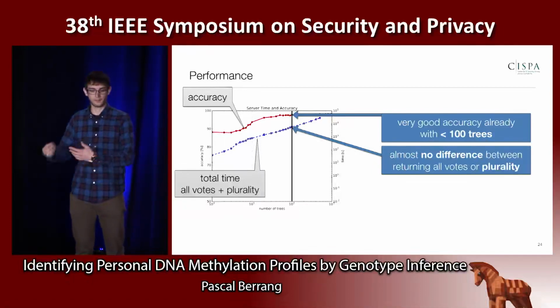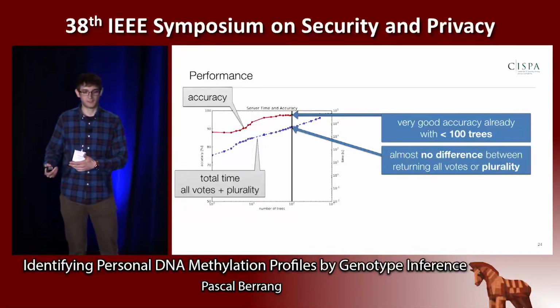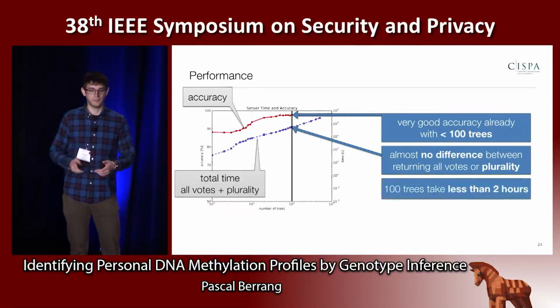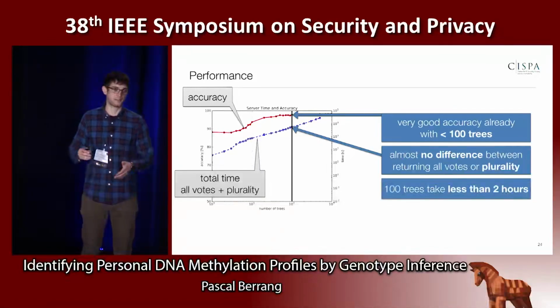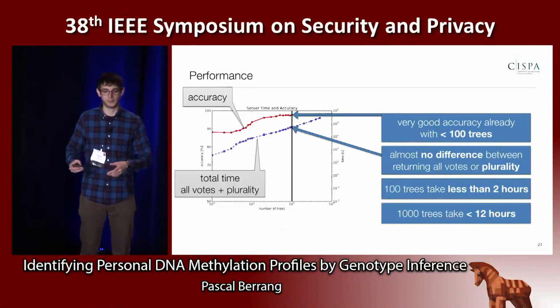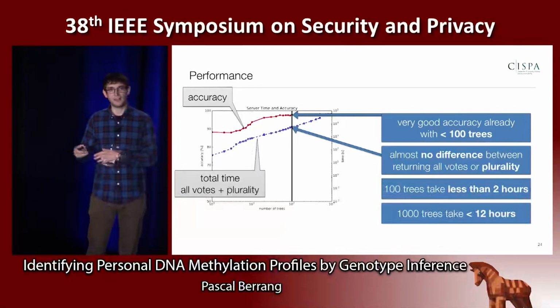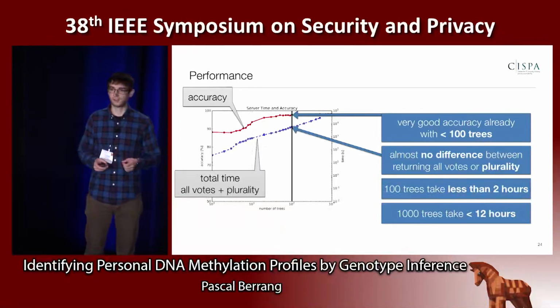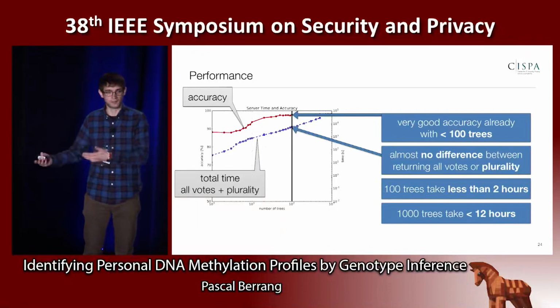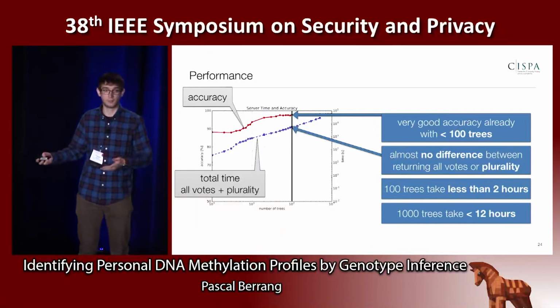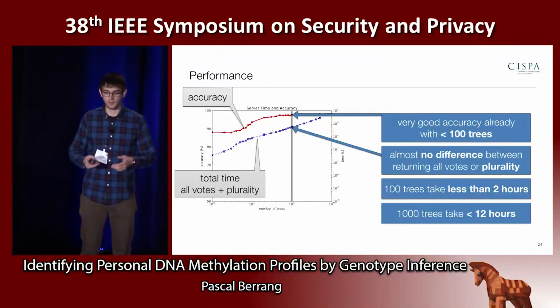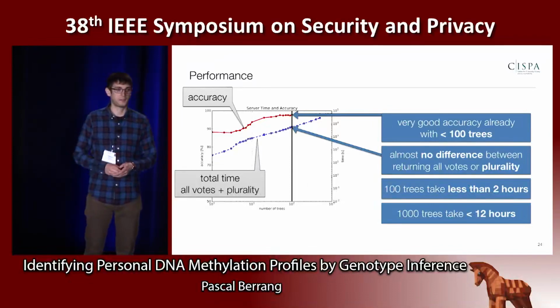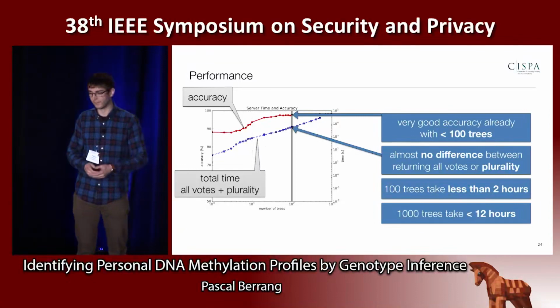So if we evaluate this MethPad classifier using 100 trees, our protocol will take less than 2 hours. And if we use all 1,000 trees, it will take less than 12 hours. And we think that it's still practical because in these scenarios, usually you send the data to the external company and the company will return the result the next day anyway. So now we are even faster if it only takes 2 hours instead of 1 day.